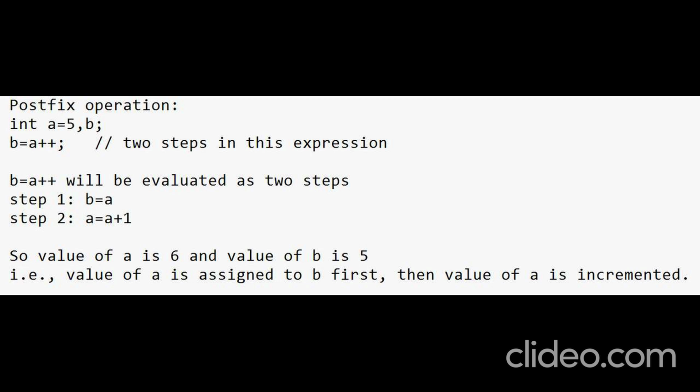Step 1, B = A. Step 2, A = A + 1. So the value of A is 6 and the value of B is 5. That is, the value of A is assigned to B first, then the value of A is incremented.